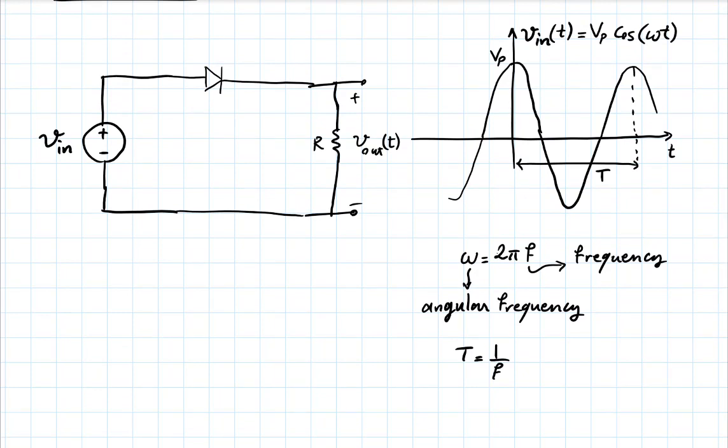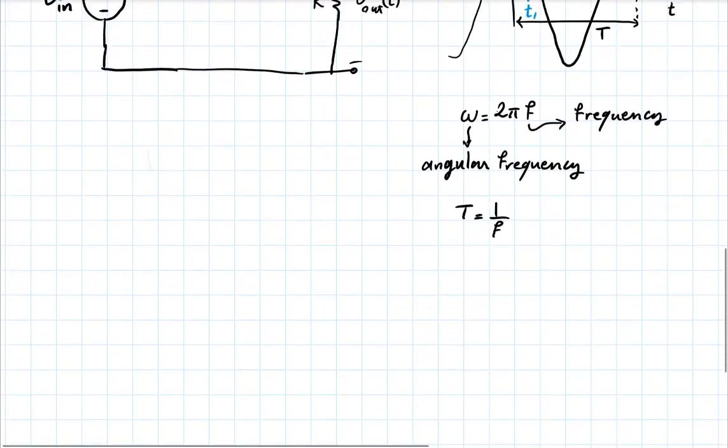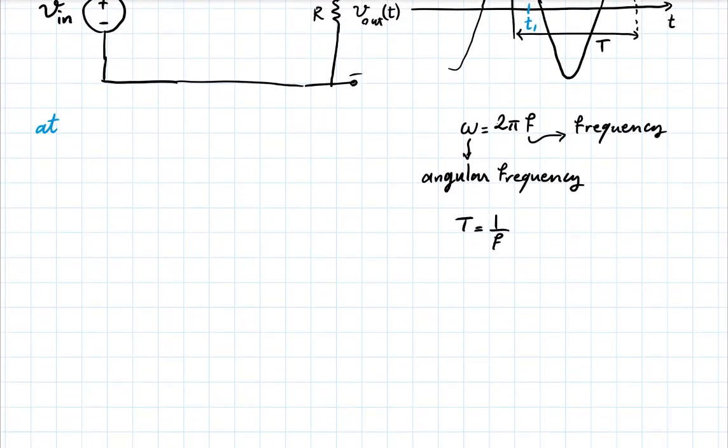Well, so here's how to think about it. Take a couple of typical values of V in at different points in time, and see what the circuit is expected to behave like at those moments in time. Okay, so for instance, let's take this time t1 here. Let's take time t1. So the value of V in at that point would be its peak times cosine of omega t1.